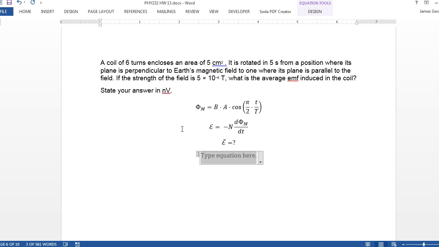Well, generically, the average of any function over any time T is the integral from 0 to T of that function as a function of time times dt, times 1 over T. So if we apply this to the electromotive force, or the EMF, that 1 over T is going to be our time, 5 seconds in this problem, 1 over T.